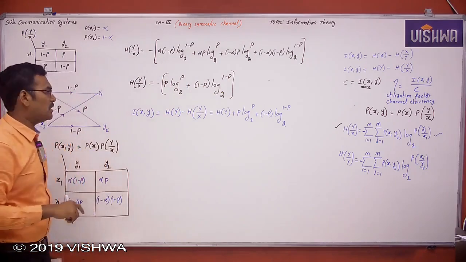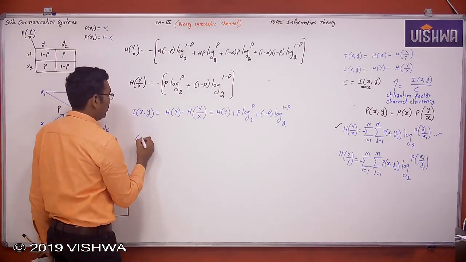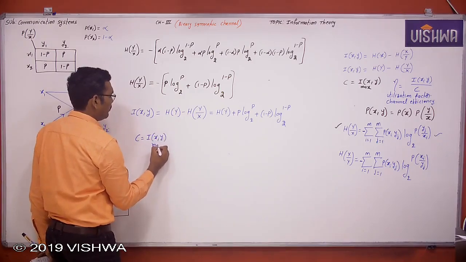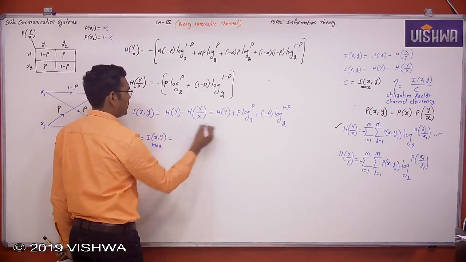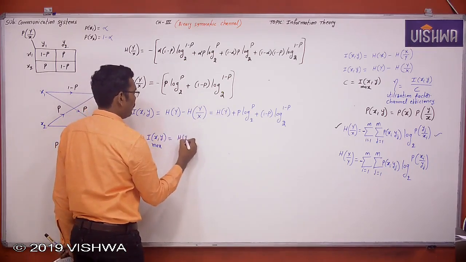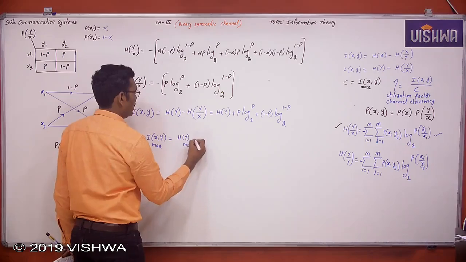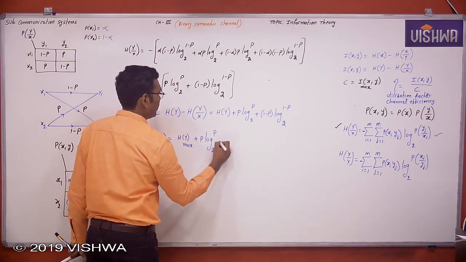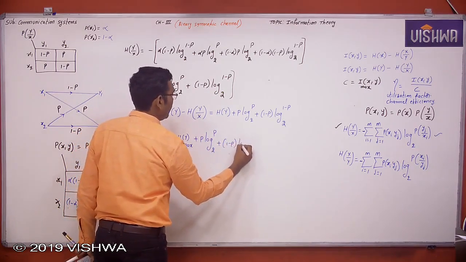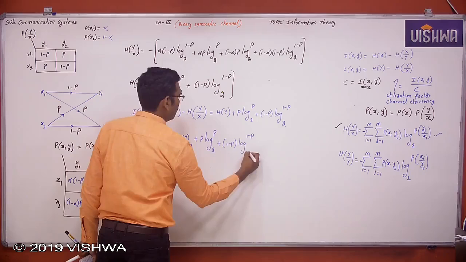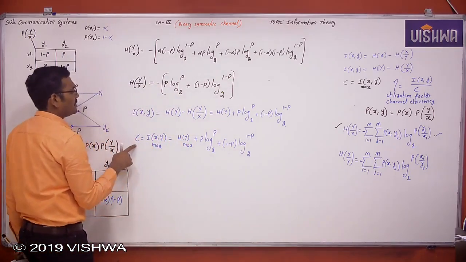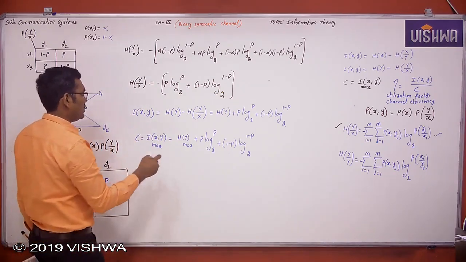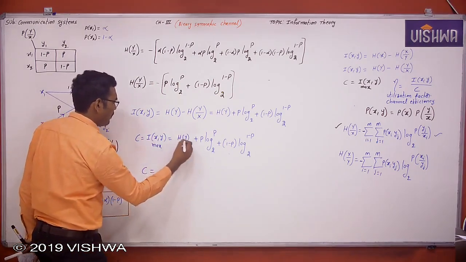Now I want the maximum mutual information. The maximum mutual information is nothing but the channel capacity. What is the maximum? H of y can be maximized, but this probability is not in our control. The probability of error depends upon the noise, so the term with 1 minus P log 1 minus P base 2 is fixed. Maximum mutual information is called the channel capacity, which is C, the maximum of I.